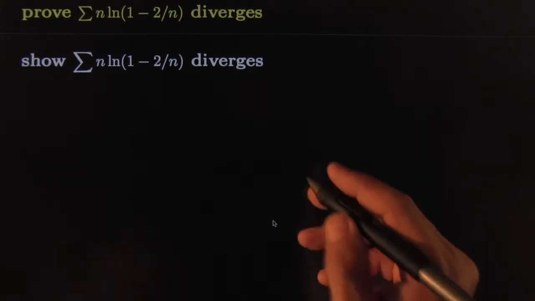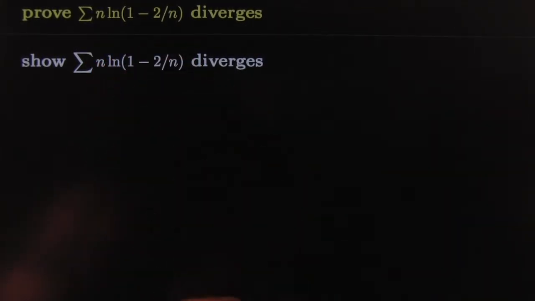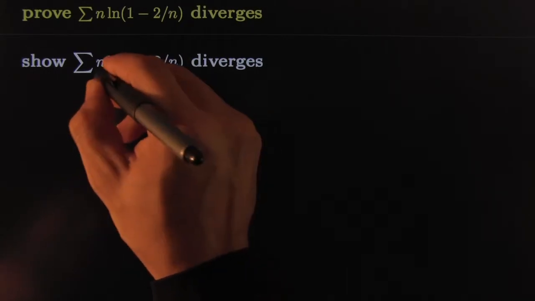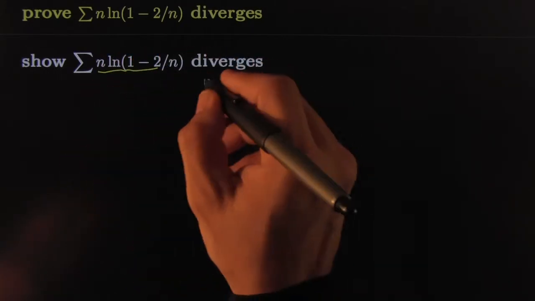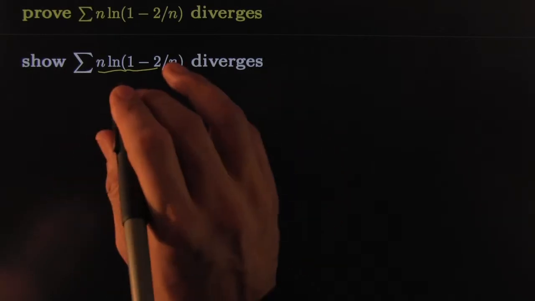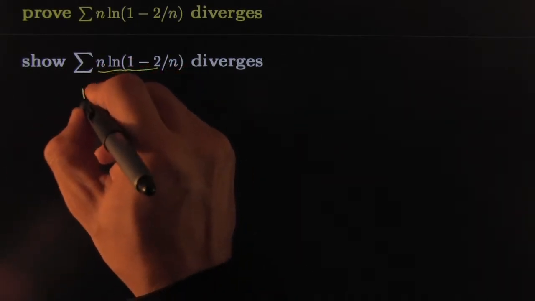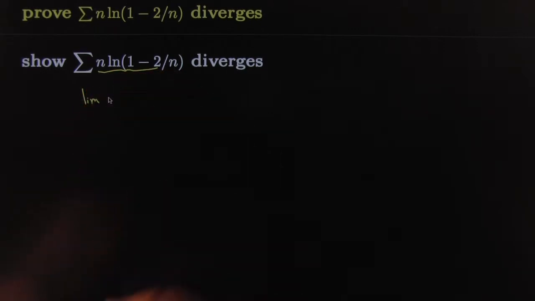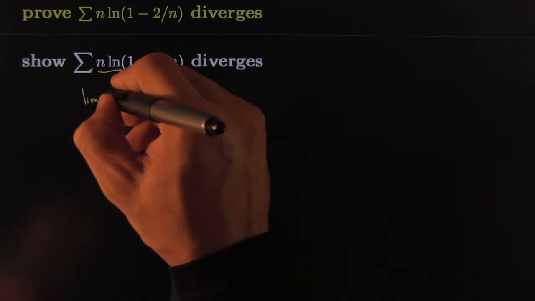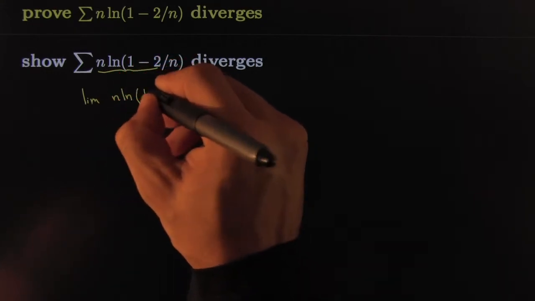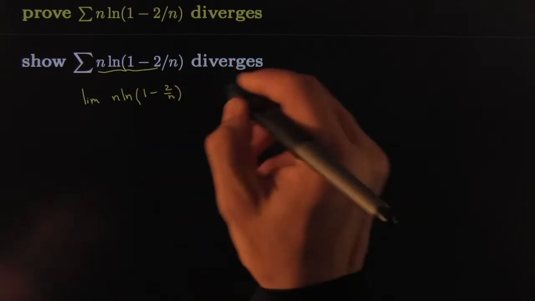Let's check this one. The divergence test suggests that we check to see if this limit right here goes to 0 or not. If it does not go to 0, forget about it, we can stop and there's no hope. So we take the limit, let's use this one, as n goes towards infinity, n times ln of 1 minus 2 over n.